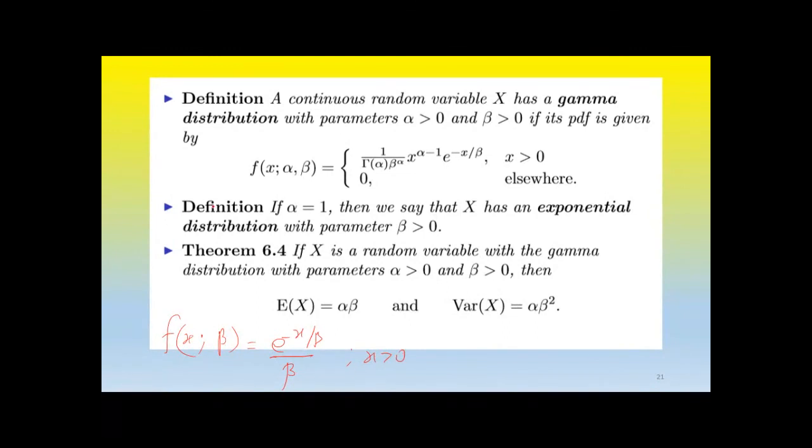And the variance and the expectation, the mean, for both the distributions have been given. This is for gamma. In the equation of gamma, put alpha equal to 1, and you will get the expectation and variance of the exponential with beta alone. Sometimes we will ask you to find the expectation and variance of these distributions, gamma or exponential. You can straight away use this formula.